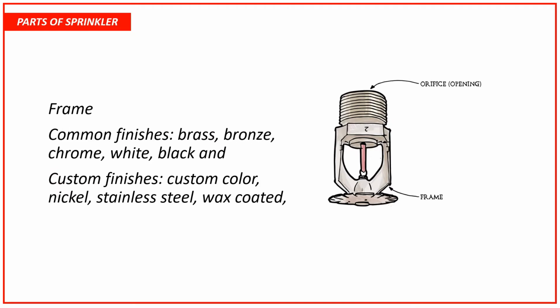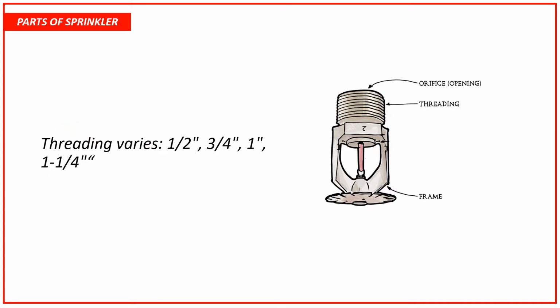When coming to the frames, there are two types of frames: common finishes and custom finishes. Common finishes include brass, bronze, chrome, white and black. Custom finishes include custom color, nickel, stainless steel, wax coated. And next one, threading. It varies from half inch, 3 by 4 inch, 1 inch and 1/4 inch.